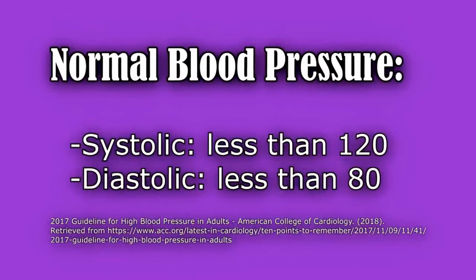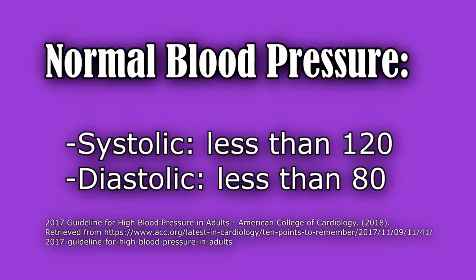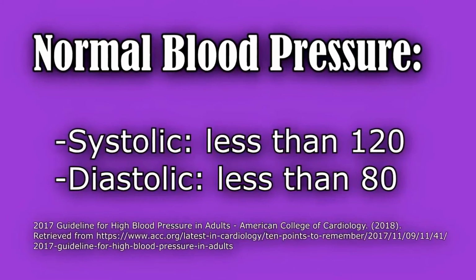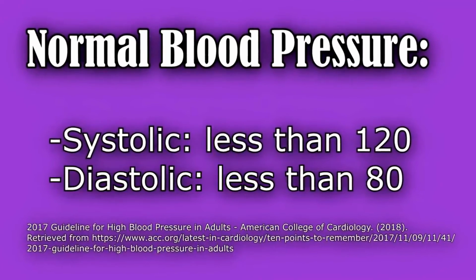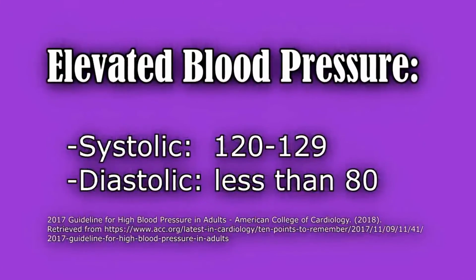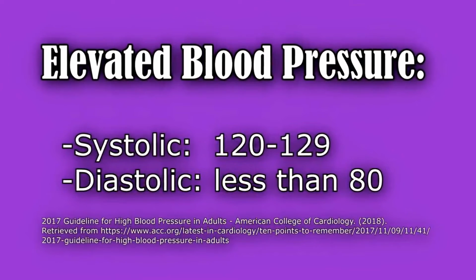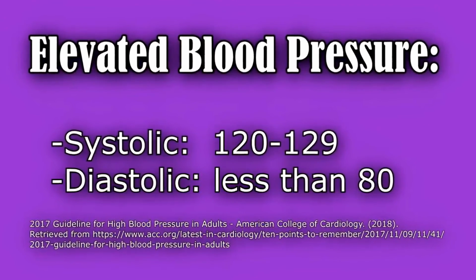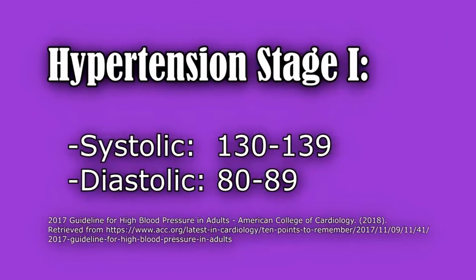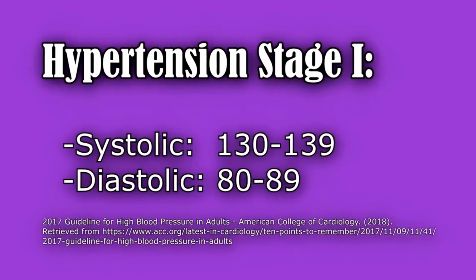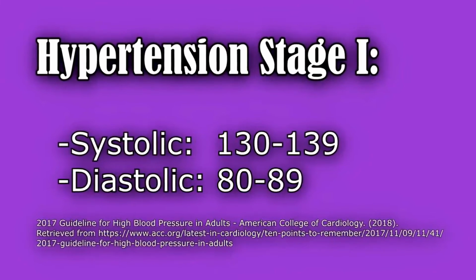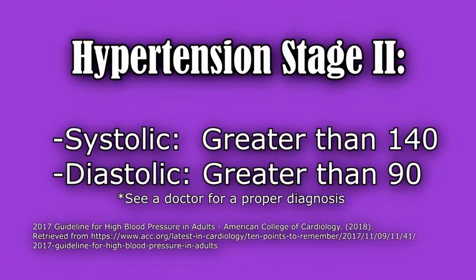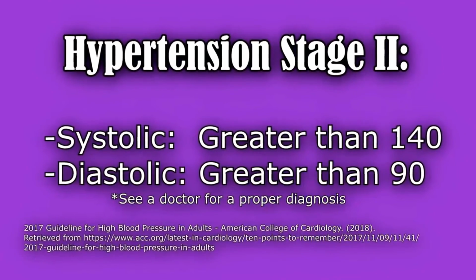Now, what are normal blood pressure readings? According to the American College of Cardiology 2017 updated guidelines, a normal blood pressure is a systolic less than 120 and a diastolic less than 80. Elevated blood pressure would be considered a systolic of 120 to 129 and a diastolic less than 80. Hypertension stage 1 would be a systolic of 130 to 139 or a diastolic 80 to 89, and hypertension stage 2 would be a systolic greater than 140 and a diastolic greater than 90.